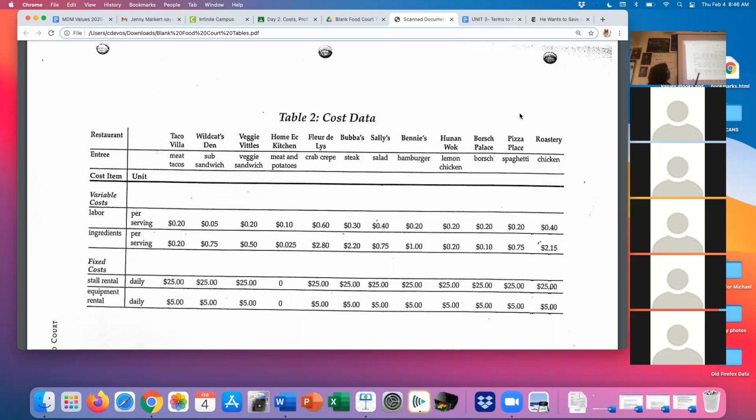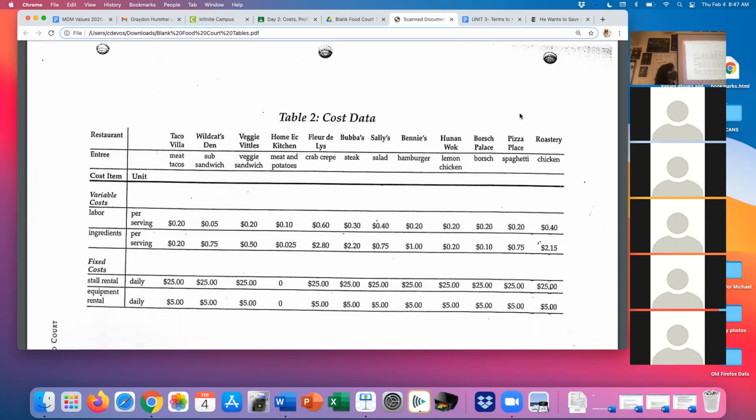Wildcat's Den, only 5 cents per serving. You'll notice that this varies a little bit. Fleur-de-lis, their crab crepe, there's a lot more. They must pay their workers more money, or they might need more skilled workers, because their charge for labor is 60 cents per entree. Home ec kitchen, 10 cents. Not skilled, they're just students. Not just students, but you know what I'm saying. And then the rest of them kind of vary.